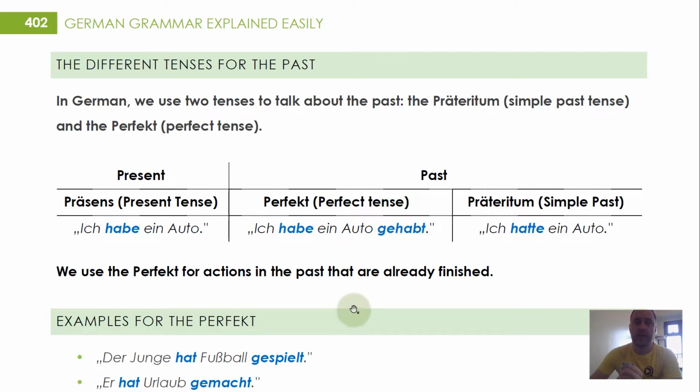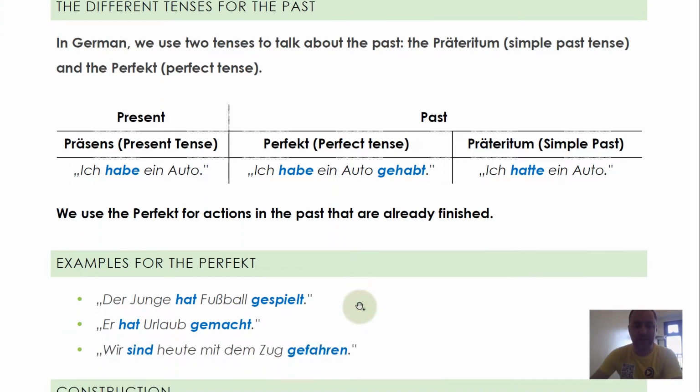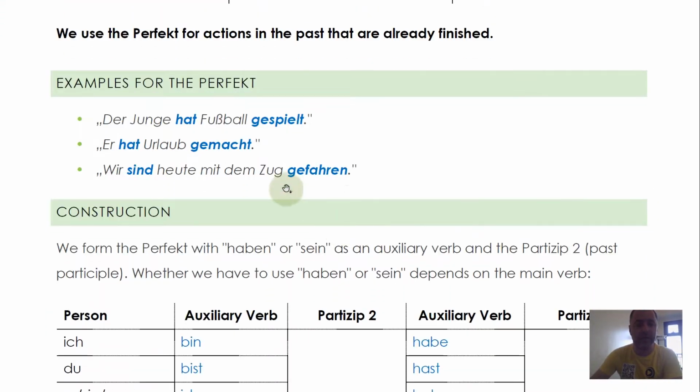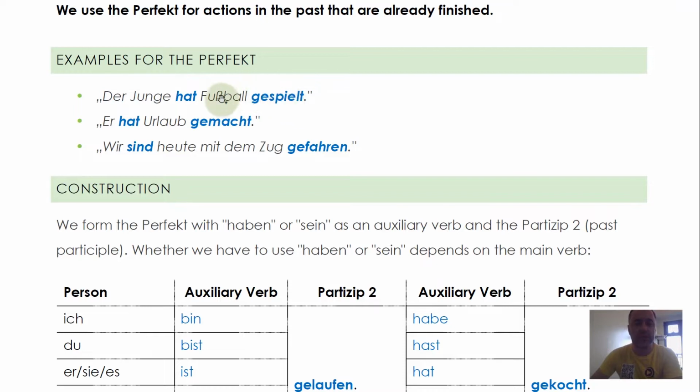Because how we create it is quite similar. The use is different between German and English, but don't worry, it's actually a way easier in German compared to English. So let's have a look at a few more examples. Der Junge hat Fußball gespielt, so the boy has played football. Er hat Urlaub gemacht. He had, word by word, he has done holidays.